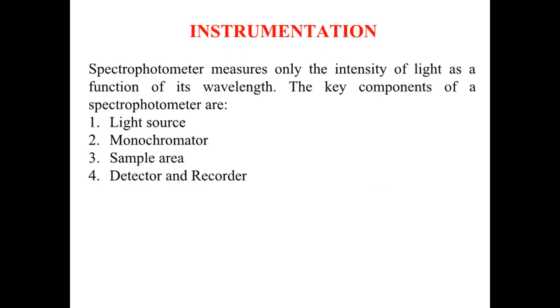A spectrophotometer is a kind of spectrometer which measures the transmittance or absorbance of a sample as a function of wavelength, when light of certain intensity and frequency range is passed through the sample. Unlike a spectrometer, which is any instrument that can measure the properties of light over a range of wavelengths, a spectrophotometer measures only the intensity of light as a function of its wavelength. The key components of a spectrophotometer are light source, monochromator, sample area, detector and recorder.